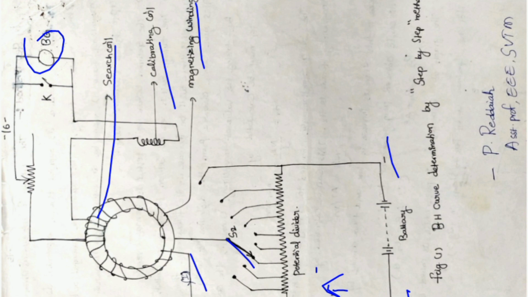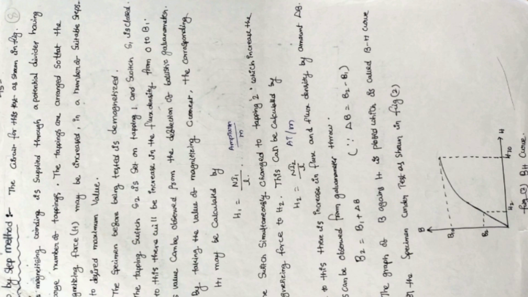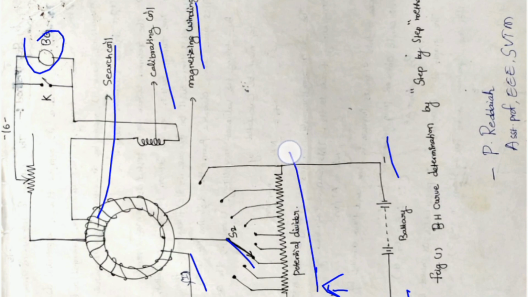Coming to the theory of the step-by-step method, the circuit for this test is as shown in the figure previously. You know that the magnetizing winding is supplied through a potential divider having a large number of tappings. This magnetizing current will be provided by the potential divider. When the switch is at different positions, different voltages will be applied. By varying this resistance, a current will enter the search coil. According to the search coil inductance also, a current will enter the ballistic galvanometer.